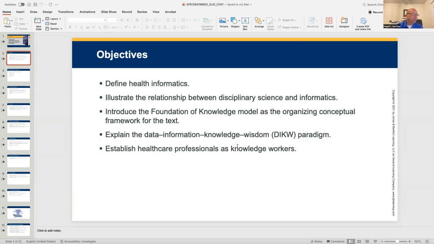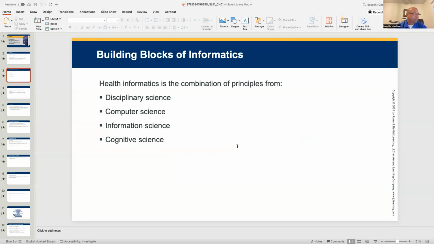be able to illustrate the relationship between disciplinary science and informatics, know the foundation of knowledge model, explain the data, information, knowledge, wisdom paradigm, and establish healthcare professionals as knowledge workers. And these are things you should be able to define and know at the end of this.